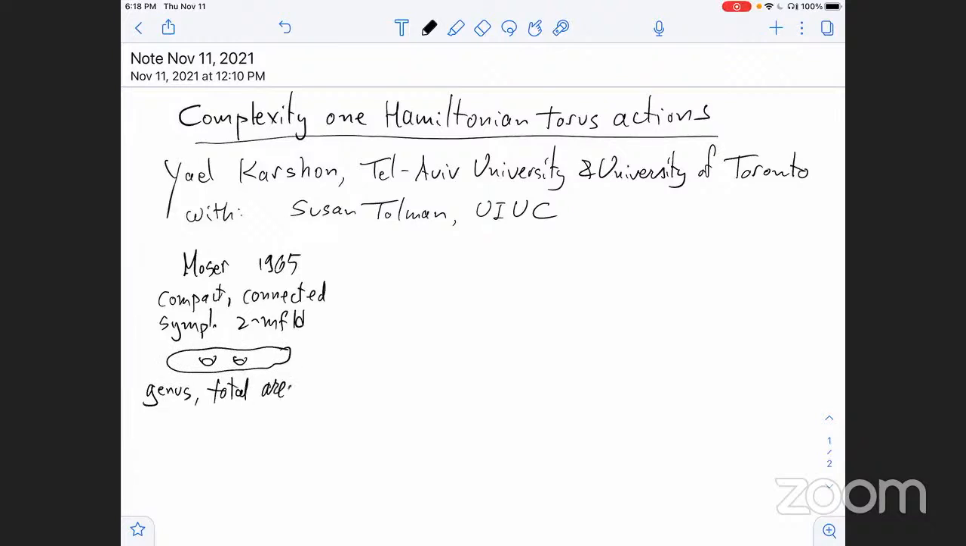So if we've got two symplectic surfaces, two surfaces with area forms, of the same genus and same total area, then you will find a symplectomorphism between them. And the second piece of famous symplectic geometry is Delzant's classification from 1988. And this one is equivariant. So he's looking at, again, compact connected symplectic toric manifolds. I will give the definition later on for those that are not experts.